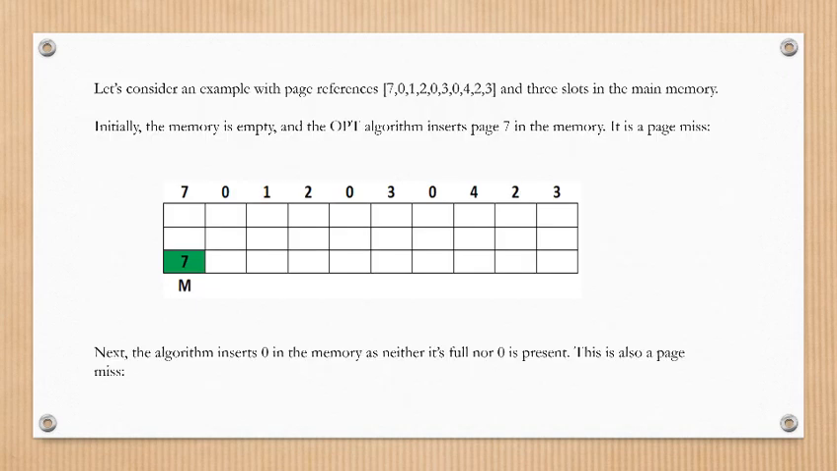Now let us consider an example for the optimal page replacement algorithm. Here we can see the page references are as given and there are only 3 slots in the main memory. Initially the memory is empty and the optimal page replacement algorithm inserts page 7 in the memory. It is a page miss, hence we have written M in the place of 7. Next, the algorithm inserts 0 in the main memory as it is neither full nor is 0 present. This is also a page miss.